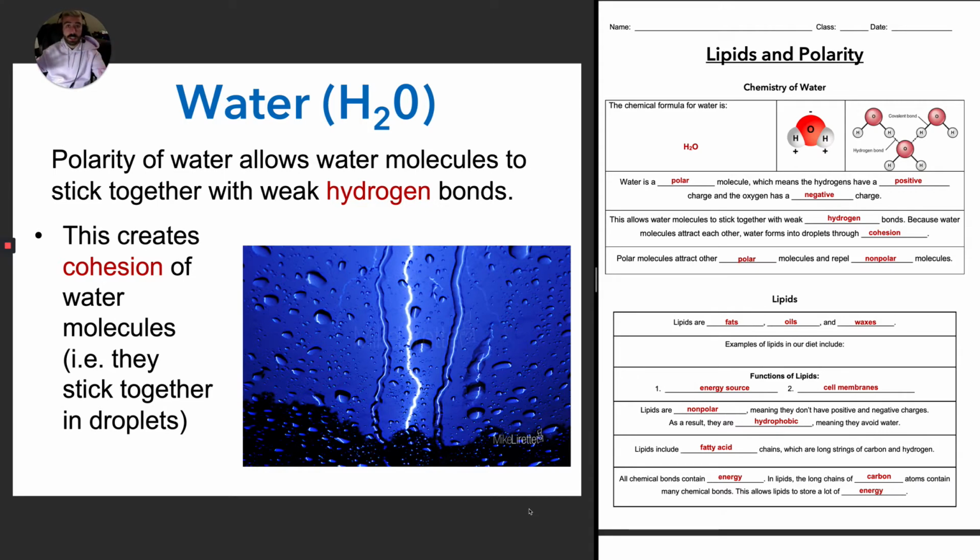That's cohesion. If you've ever filled up a glass of water slightly higher than it's supposed to be filled, you'll observe that you have a little bit of leeway, right?